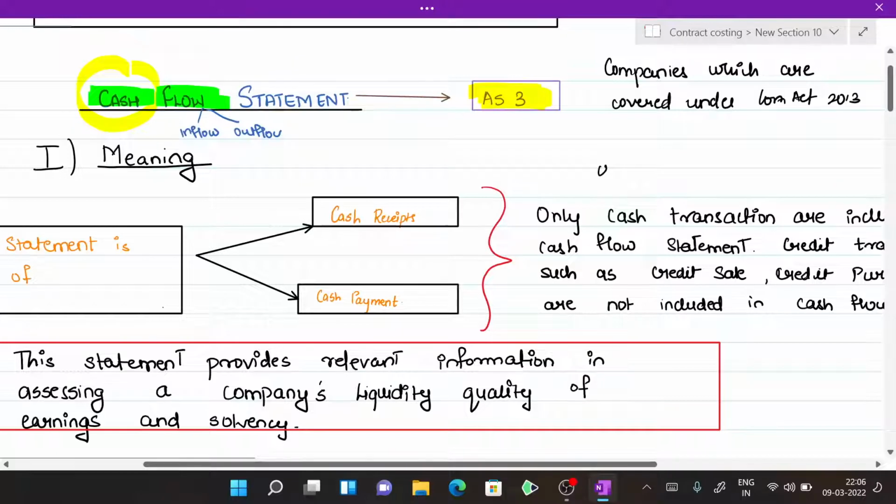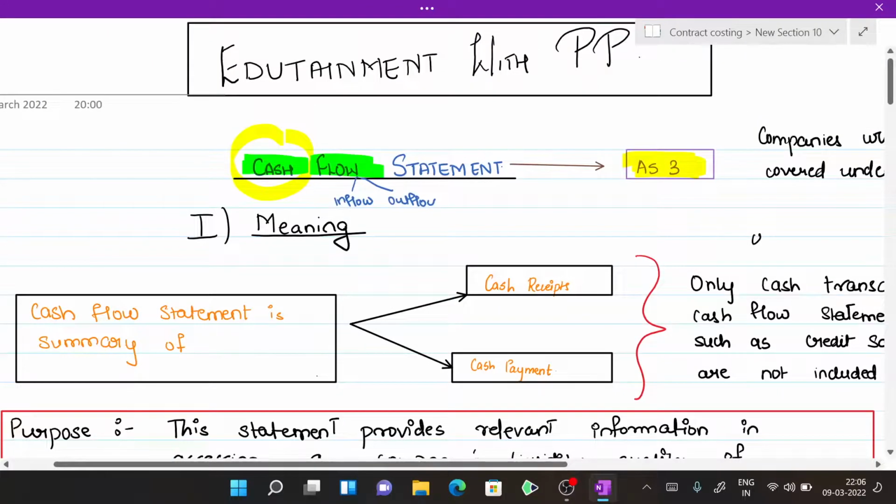In a sole proprietary business, or a partnership business, they prepare the cash account to see the cash transactions, that is cash receipts and cash payments. But for companies, the total accounting is different. Here the financial statement is prepared according to Schedule 3, and in that the cash flow statement is one of the statements annexed to the financial statement, right? So the cash flow statement is applicable only to the companies which are covered under Companies Act 2013.